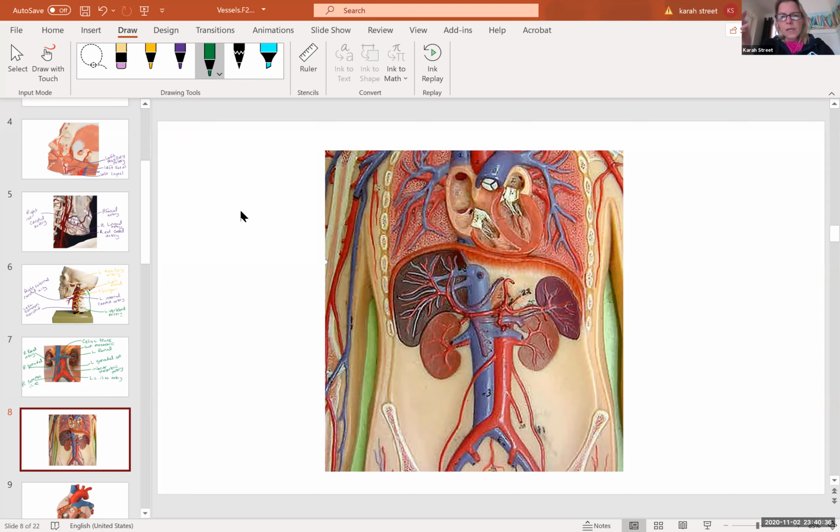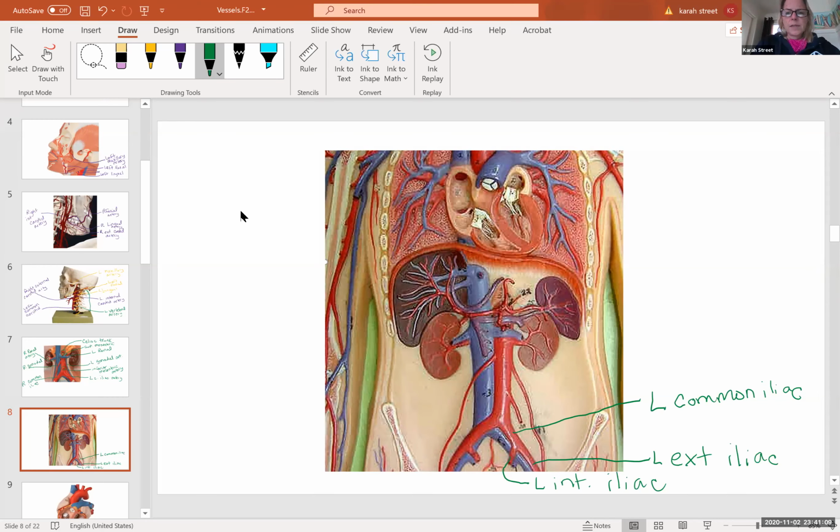Again, we're seeing the abdominal cavity. Let me point out, here is the left common iliac. That would be the left external iliac. That little branch there would be the left internal. And of course, same thing would be on the right. Here is the mid-sacral artery.